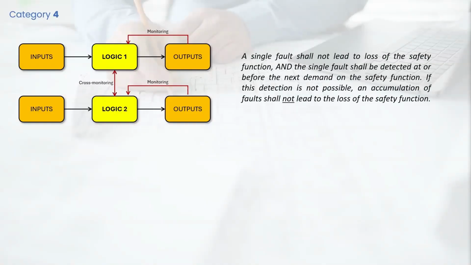Finally, we have Category 4, which has the highest integrity with full fault tolerance. Category 4 differs from Category 3 in that it has higher diagnostic coverage than Category 3. This carries all requirements of Category 3 and removes its key limitation. The standard requires that a single fault shall not lead to the loss of the safety function, and the single fault shall be detected at or before the next demand on the safety function. If this detection is not possible, an accumulation of faults shall not lead to the loss of the safety function.